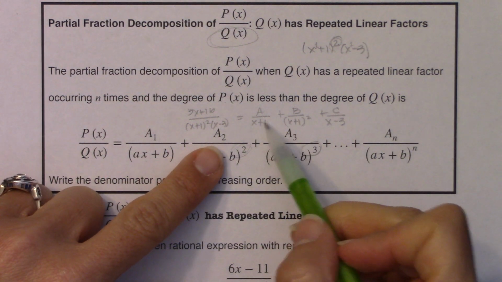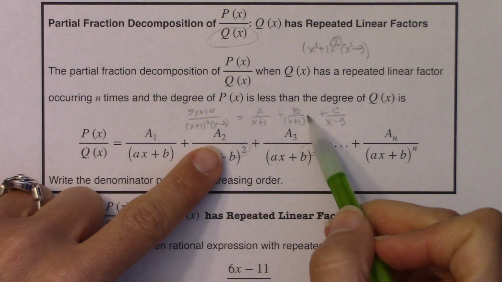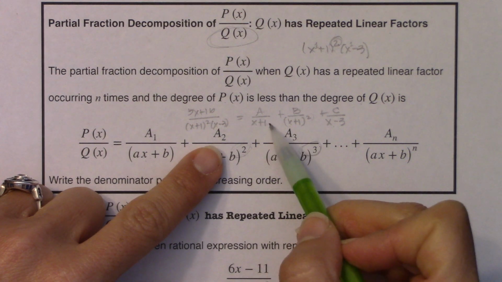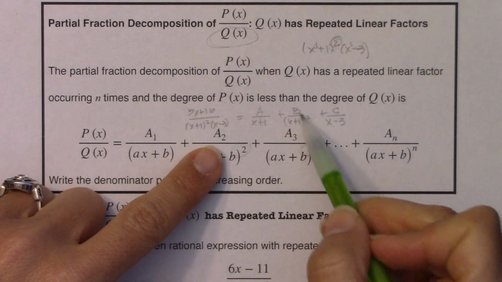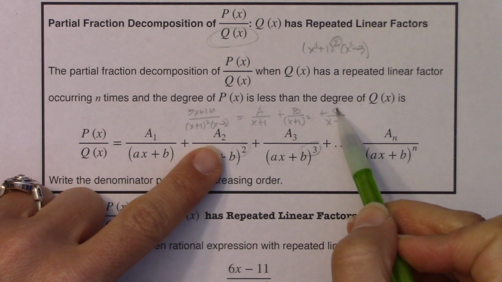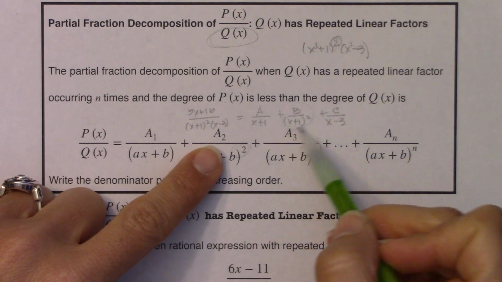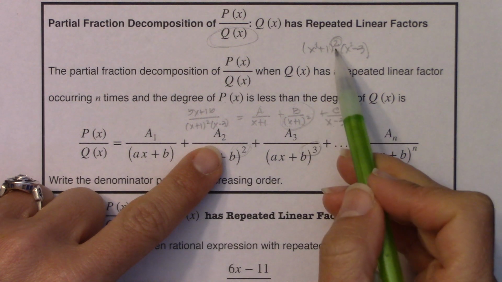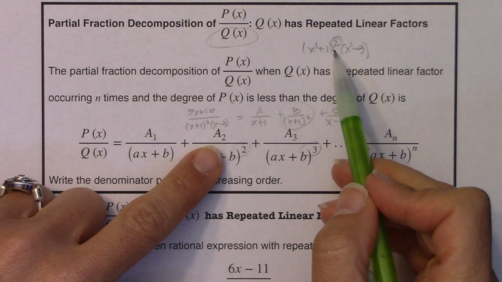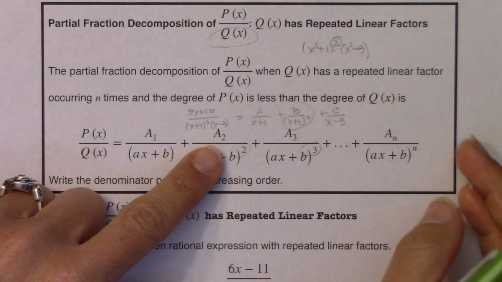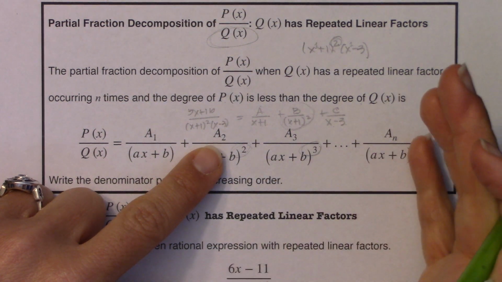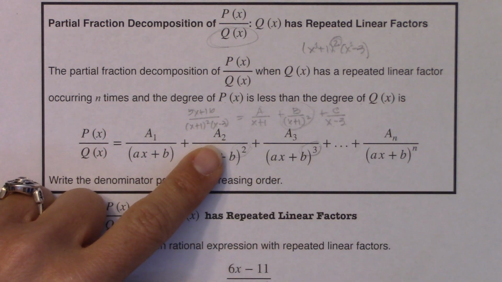So take note, each of these are linear factors. This one is squared, but because this is a linear factor, we have a constant up here. Linear factor, constant, linear factor, constant. But I do have an extra fraction represented for that repeated linear factor with x + 1. And that's the mechanics for how to get partial fractions to work when you have a repeated linear factor.